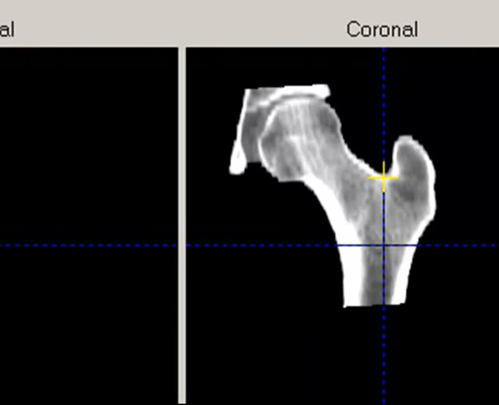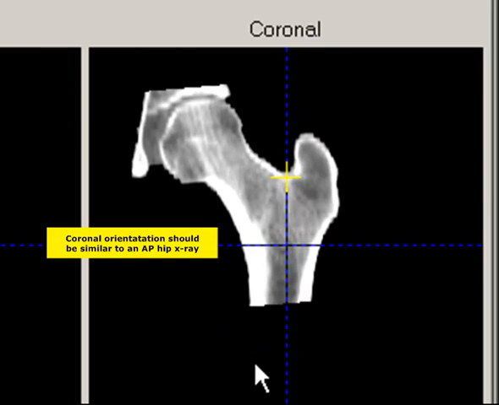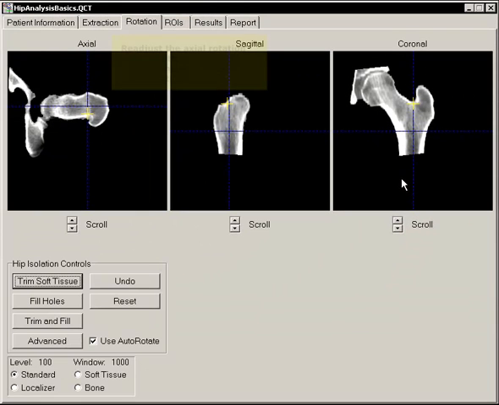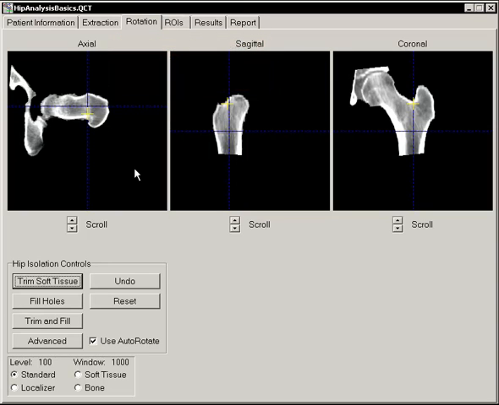The coronal image should look similar to an AP hip X-ray or DXA image. The vertical reference line should pass through the neck trochanter junction and be in the center of the distal shaft. Adjustments to the sagittal and/or coronal images may degrade the axial rotation, necessitating its readjustment. Like isolation, rotate with discretion.